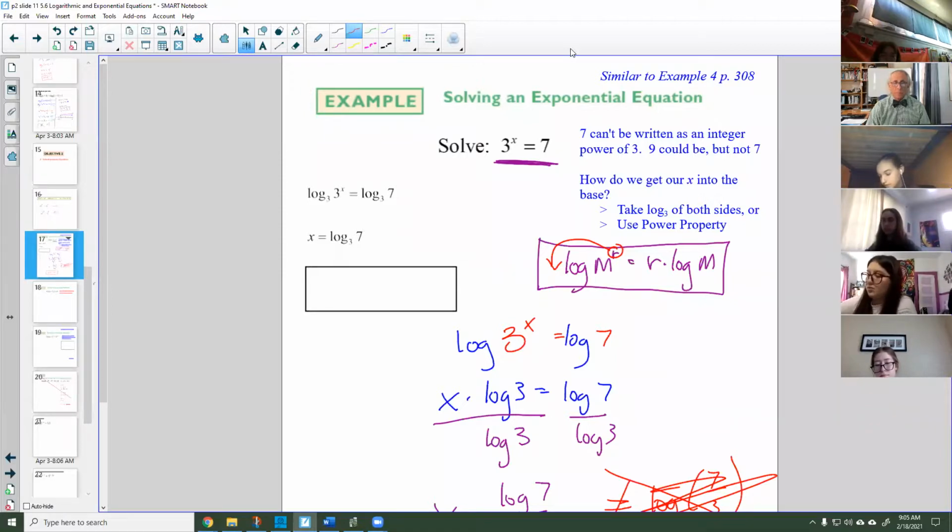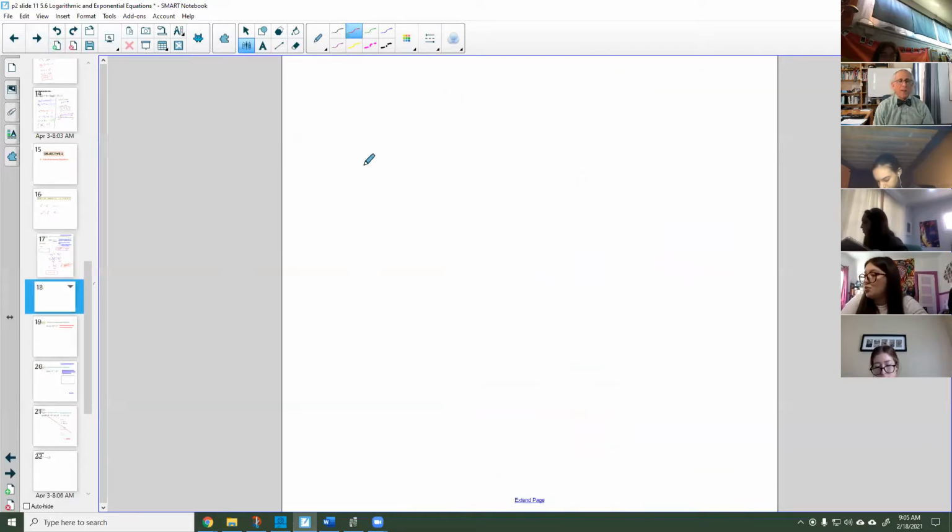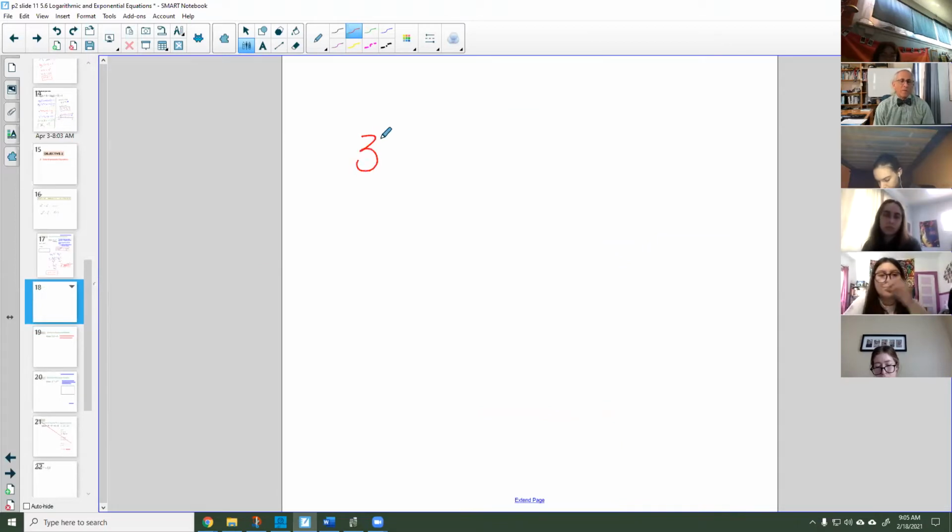Yes, Mia, please. I just have a question about the first step, why you were able to add a log to 3 to the x and then also to 7. Yeah, great question. So let me ask you a question. If I had 3 to the x equals 7, would it be okay with you if I took a square root of both sides? Is that acceptable?